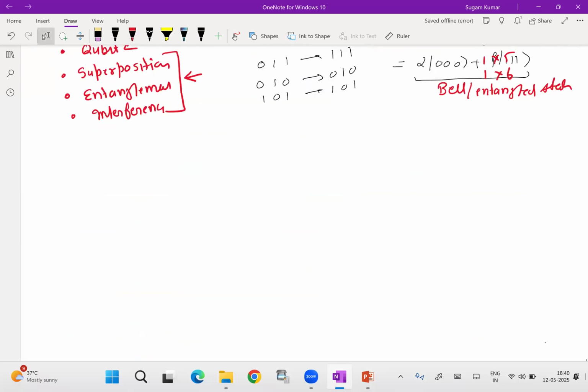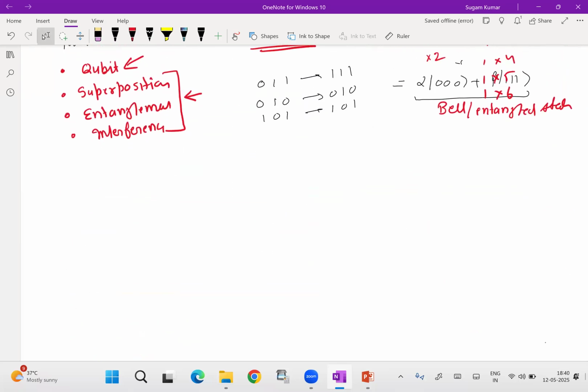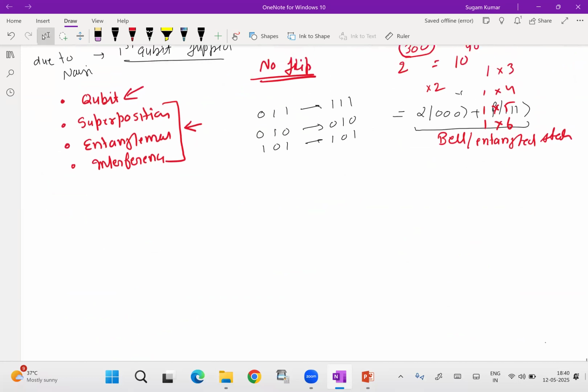Let me now give one more example. Or it's fine, I think it is done. What you can try yourself, you can do some other cases yourself. Let us say, what if the second bit or second qubit flipped? Then check yourself. What if the third qubit flipped?